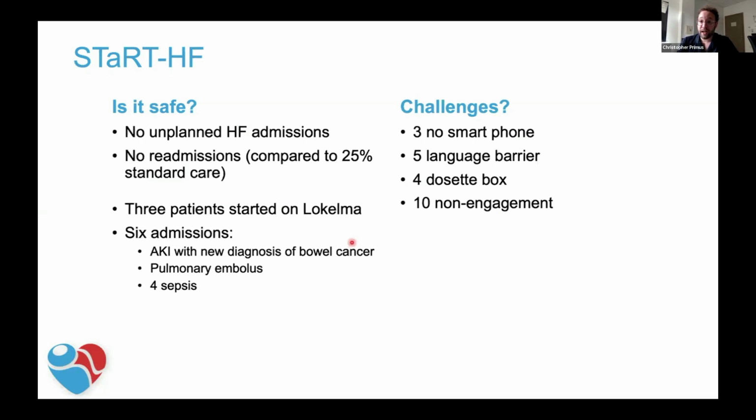Not everyone has a smartphone. We're working through one of Debs's MD students on thinking about language and other barriers. You can't rapidly titrate if you've got a Dosset box or a blister pack. And some patients just do not understand the importance of what we're seeing here and have gone back to their local teams in order to follow a more traditional pathway.